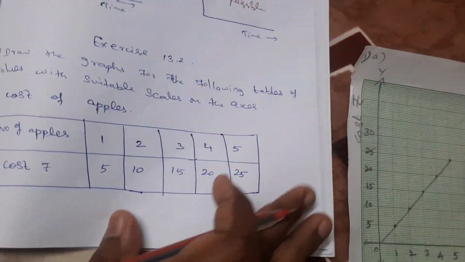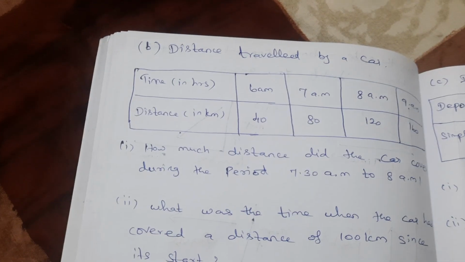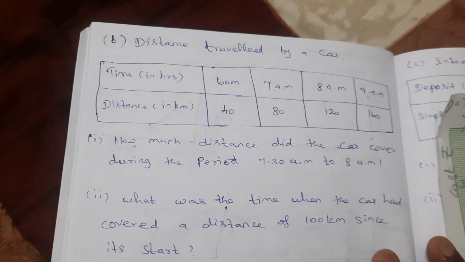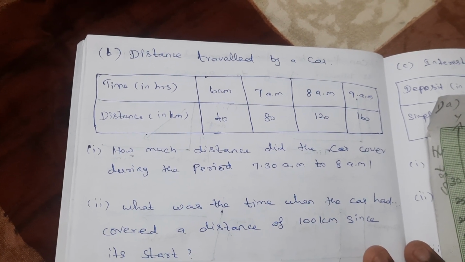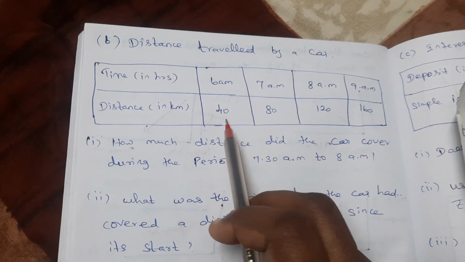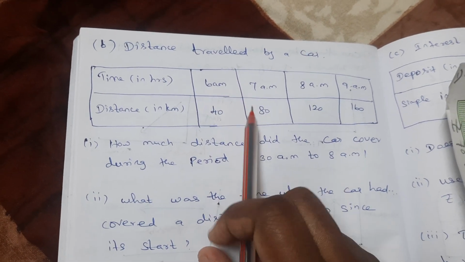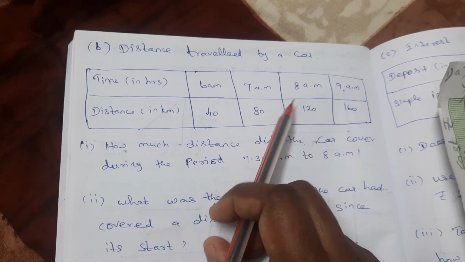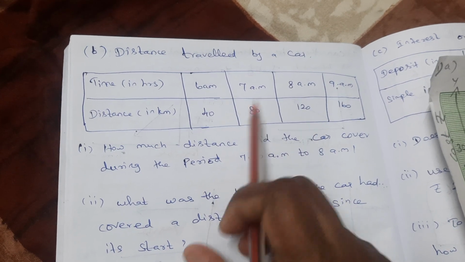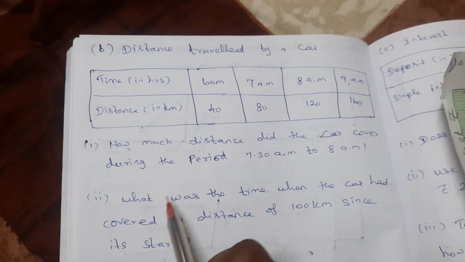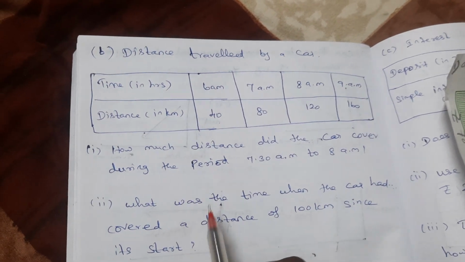Then the second one, B. The question is about the distance traveled by a car, in terms of time and distance. At 6 a.m. the car has traveled 40 kilometers, and at 7 a.m. 80 kilometers, and at 8 a.m. 120 kilometers, and at 9 a.m. 160 kilometers. The first question and second question are also given. Okay, first draw the graph and then take the answer.